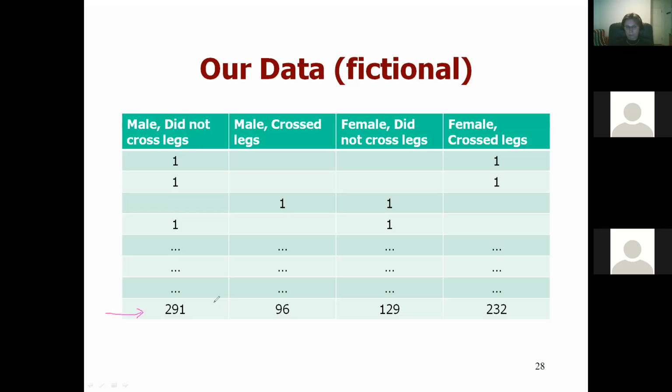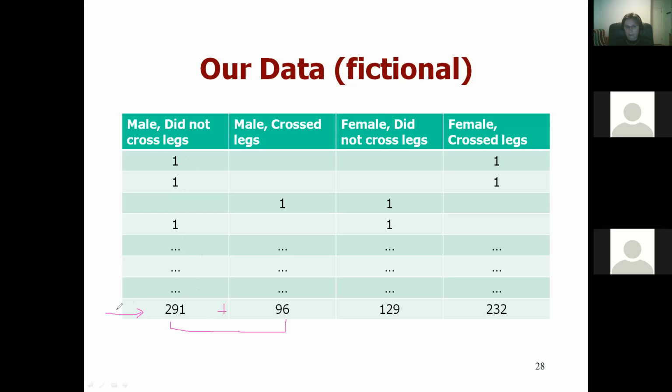So we observed whatever, right? 291. We observed how many men? Well, it's 291 plus 96, right? Whatever that number is. And out of those, 383 or something like that. We found that 291 of our male participants did not cross their legs, because we just count all these numbers, sum them up. Okay, and Siva is absolutely right.